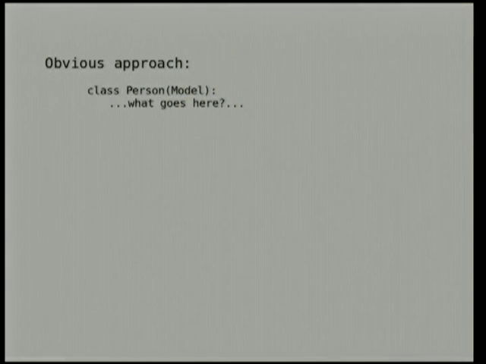So there's a little bit of an obvious starting point here, right? We'd have some base model class, and then you, as a user of this library, would inherit from model. And you say, I'm declaring a person object, all right? What do I put inside my class definition? And basically this whole talk is about cleaning up what goes here.